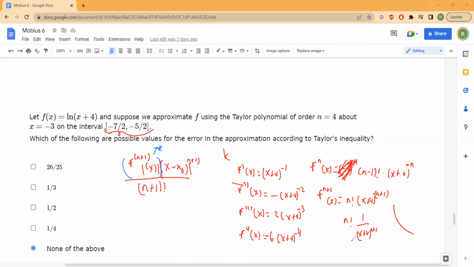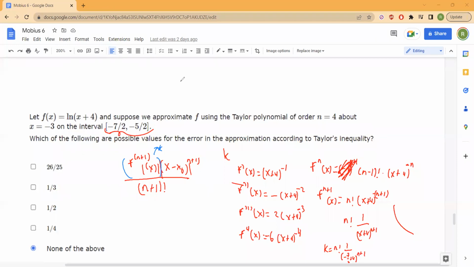And so now we figured everything out for when we plug it back into here. So our k would equal n factorial times 1 over negative 7 over 2 plus 4 to the power of n plus 1.